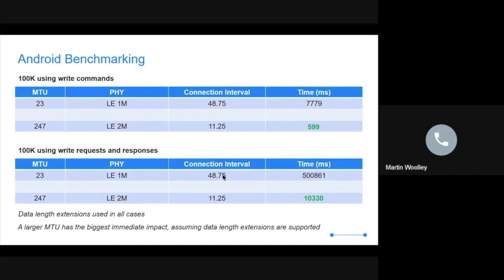So data length extensions was used in all cases. The connection intervals you can see there on screen, I know those were the values agreed by the devices because I have a protocol analyzer and I was monitoring the connection setup procedure, so I could see what they agreed. But you can achieve an awful lot by a better understanding of the APIs and what they actually do under the hood.